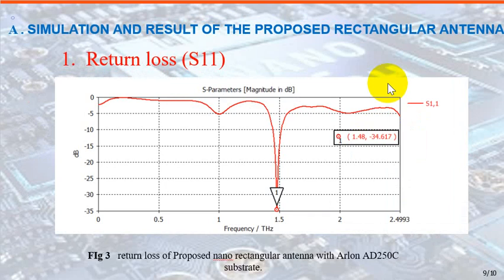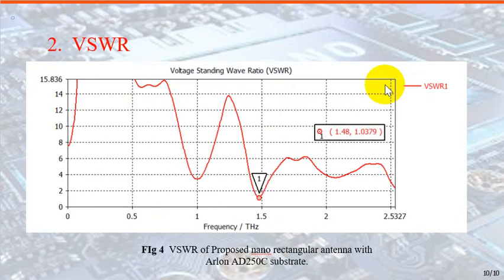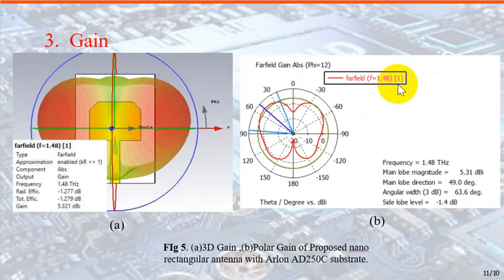The simulation results, first the return loss. We can see that the proposed antenna has a return loss of minus 44 dB at 1.48 terahertz frequency. Second, the VSWR. We can see that the VSWR of the proposed antenna is less than 2 at the resonance frequency. We can see in figure 5 that the gain of the proposed antenna is 5.32 at the resonance frequency.